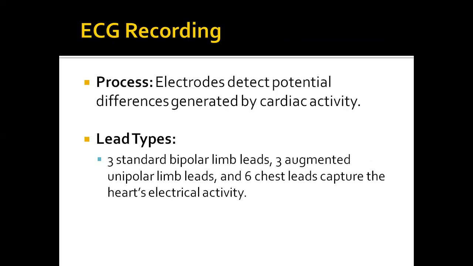To record an ECG, electrodes are placed on the body to detect potential differences generated by the heart's electrical activity. The recording includes 3 standard bipolar limb leads, 3 augmented unipolar limb leads, and 6 chest leads, which together provide a comprehensive view of the heart's electrical activity.